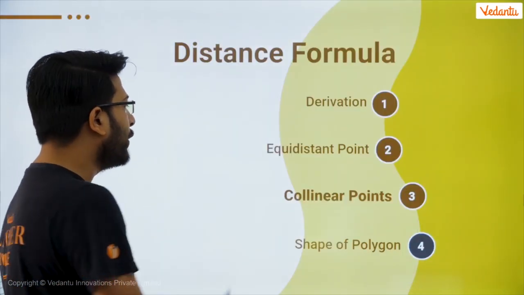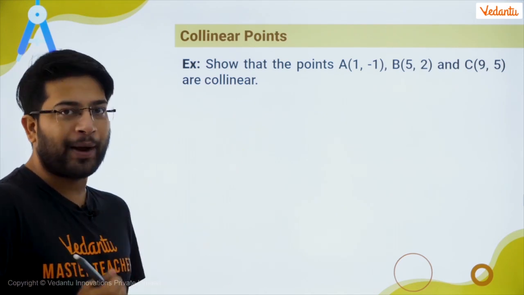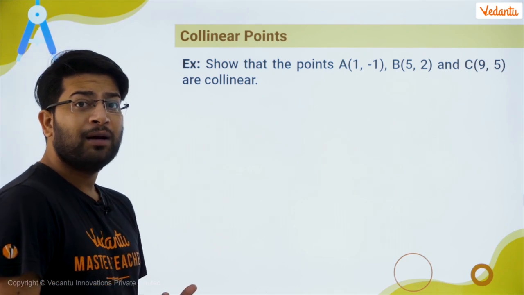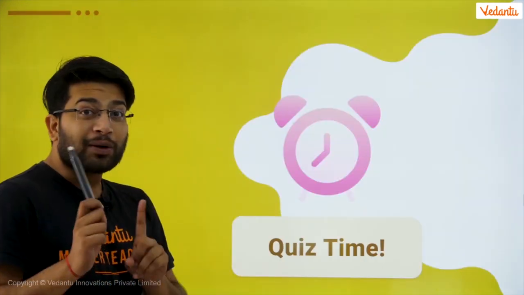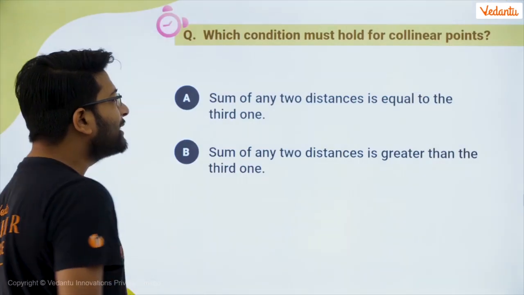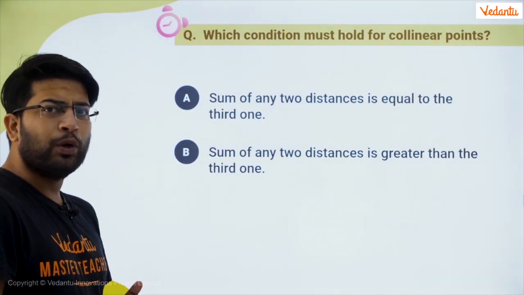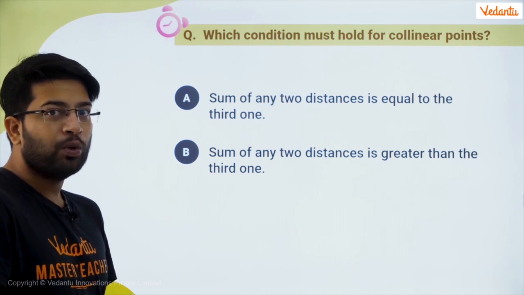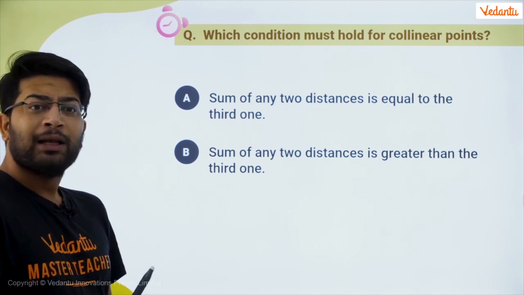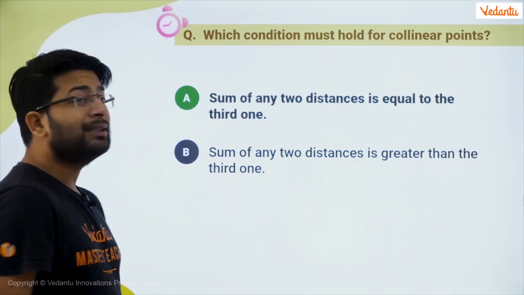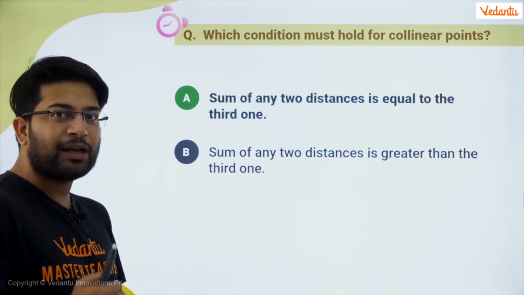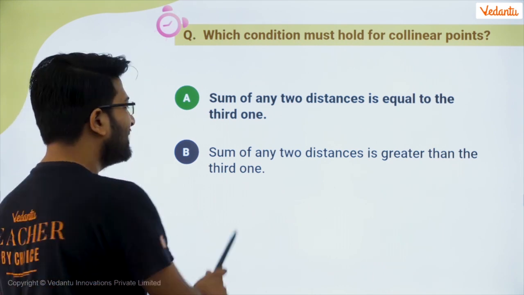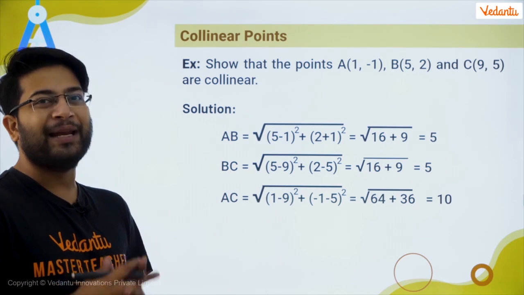Okay, so now, champ, let me show you how we can find the collinearity of the points. Let's say we have to prove that 3 points are collinear. How can we prove this? The question to think about is, if the points are collinear, which option must be true? If points are collinear, then we know that the sum of any two distances will be equal to the third distance, because all the points lie on the same line. Yes, the same concept we have to apply over here.